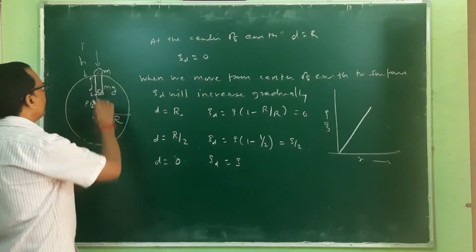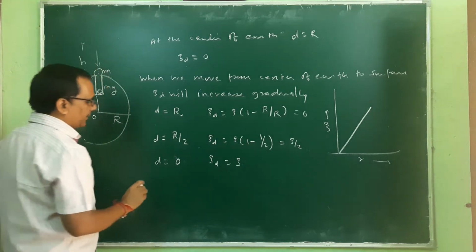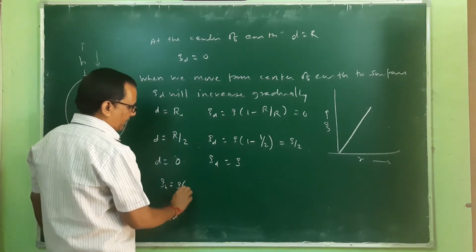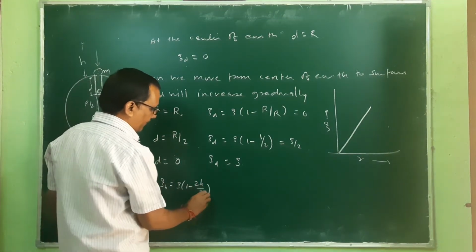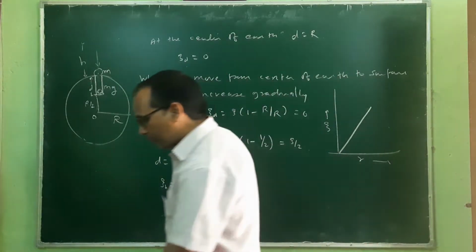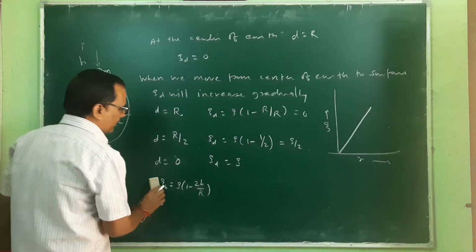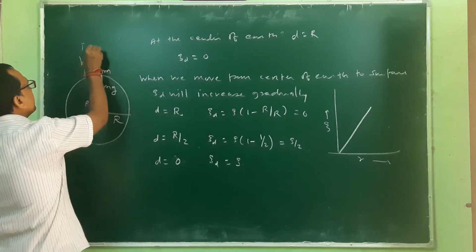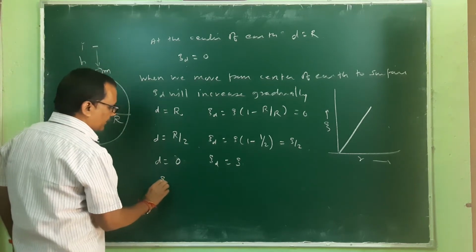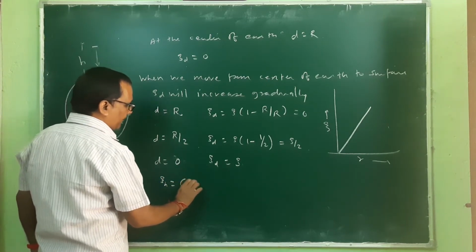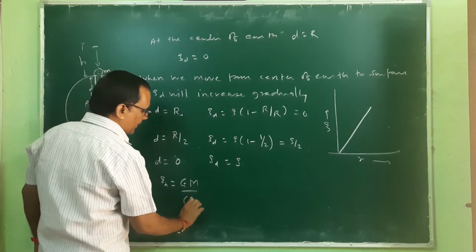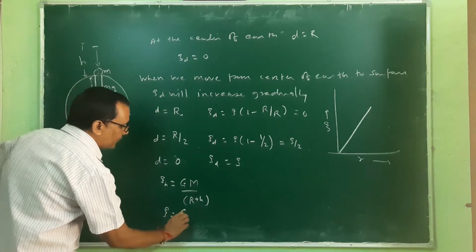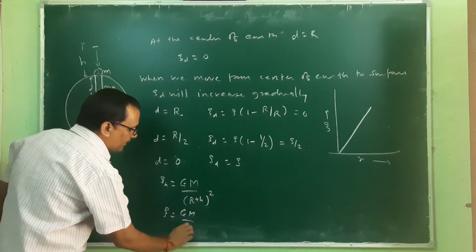So when we further move from the surface of Earth to the height h, we will use this g_h = g(1 - 2h/R). This is just an approximation. We should use the relation we initially used. So at the height h, g_h is equivalent to GM/(R+h)^2, and this g is equivalent to GM/R^2.